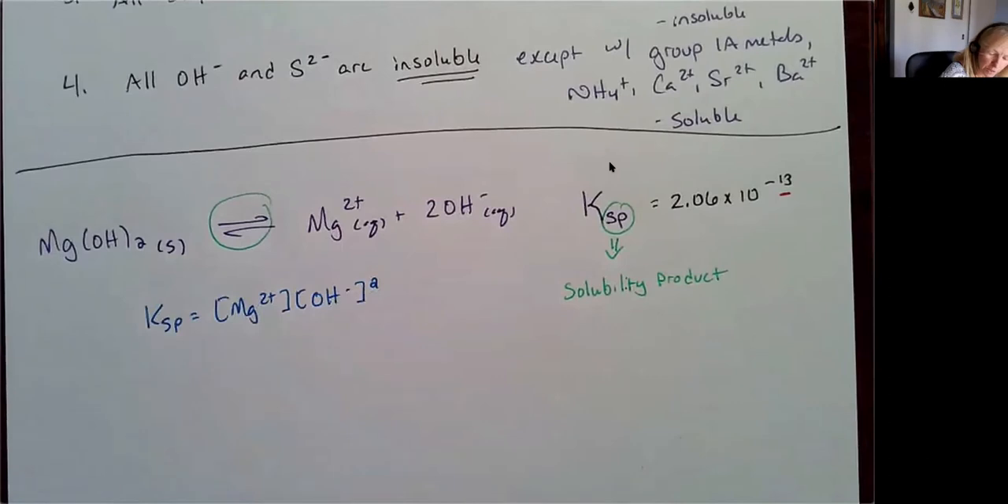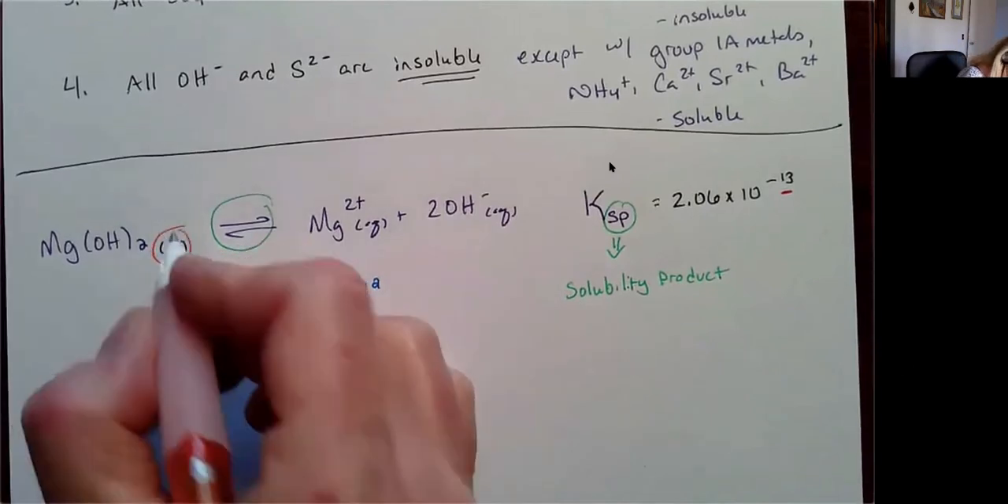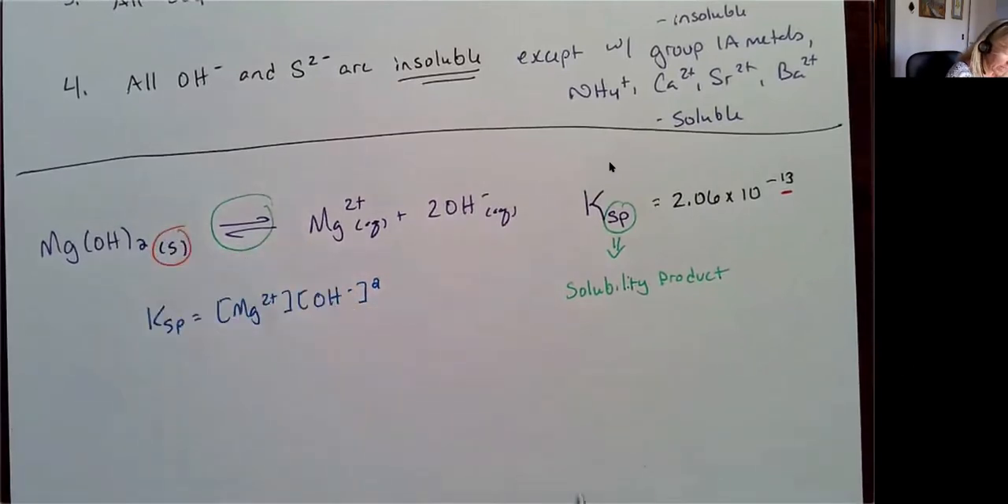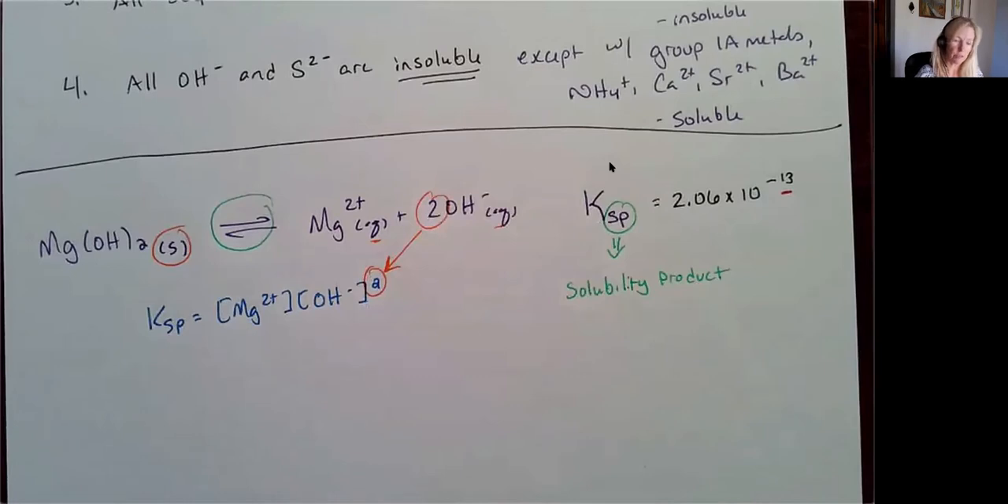And remember a couple of things. These are solid, so that means that they're not going to factor into our law of mass action. Remember, our law of mass action is only aqueous and gas, so this doesn't go in here, and my stoichiometry is important. Just like we've been doing in the last two chapters, we're now applying it to the solvation of an ionic compound. That's what this Ksp is telling me.